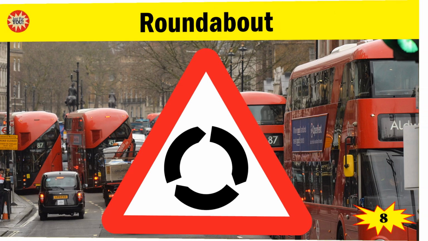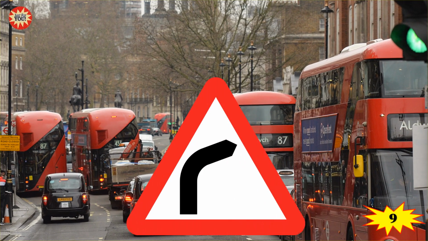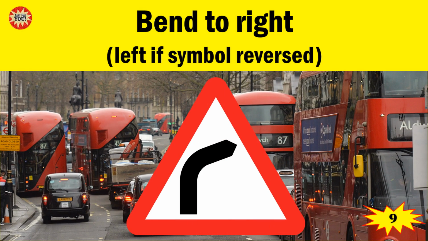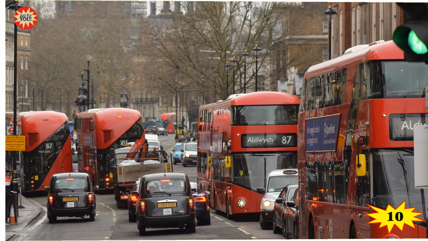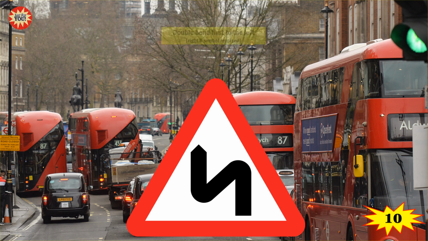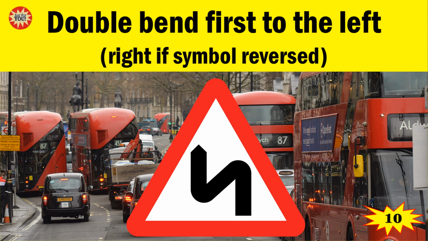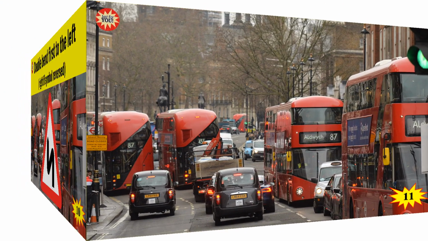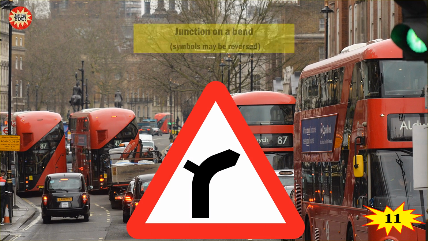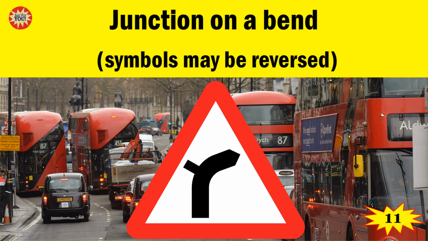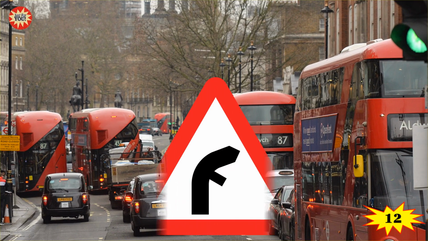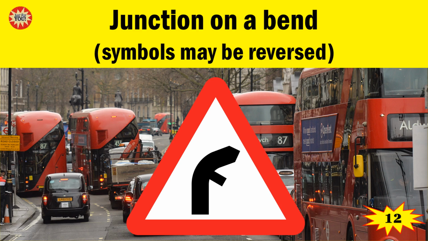Roundabout. Bend to right. Left if symbol reversed. Double bend first to the left. Right if symbol reversed. Junction on a bend. Symbols may be reversed. Junction on a bend. Symbols may be reversed.